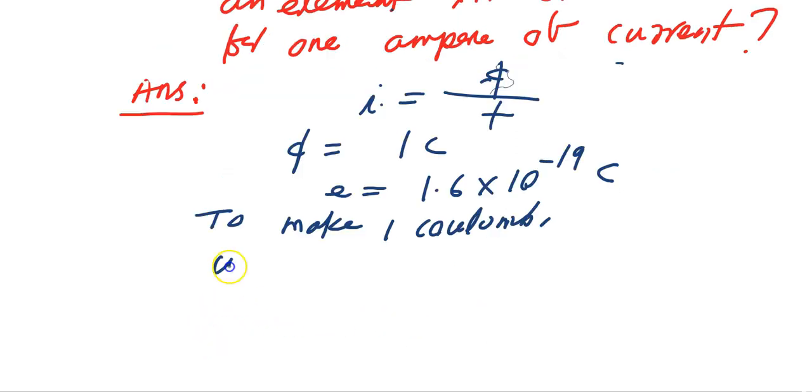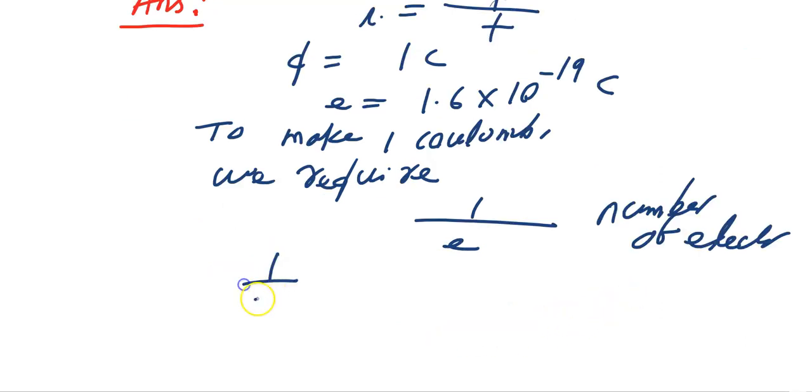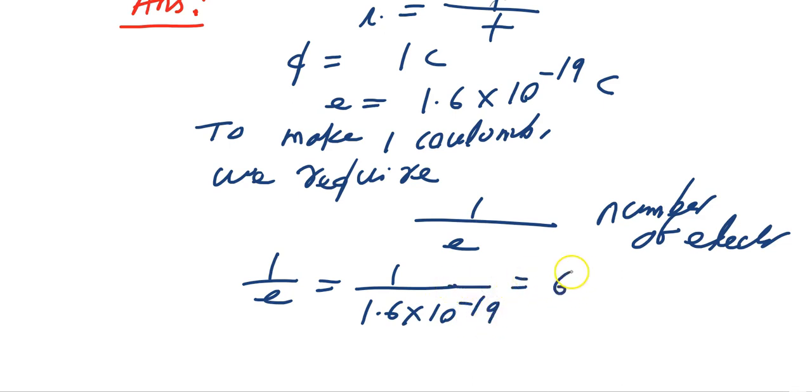To make 1 coulomb, we require 1/e number of electrons. 1/e is 6.24 × 10^18. This many electrons passing through any element in 1 second will produce 1 ampere of current. This is a 1 mark question.